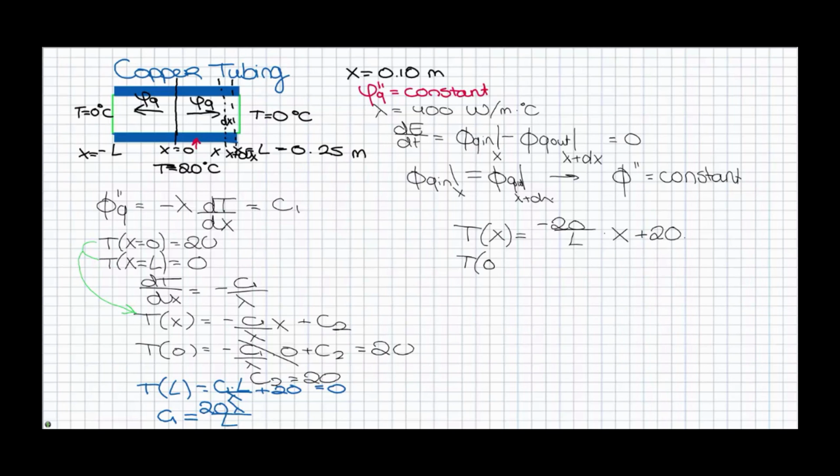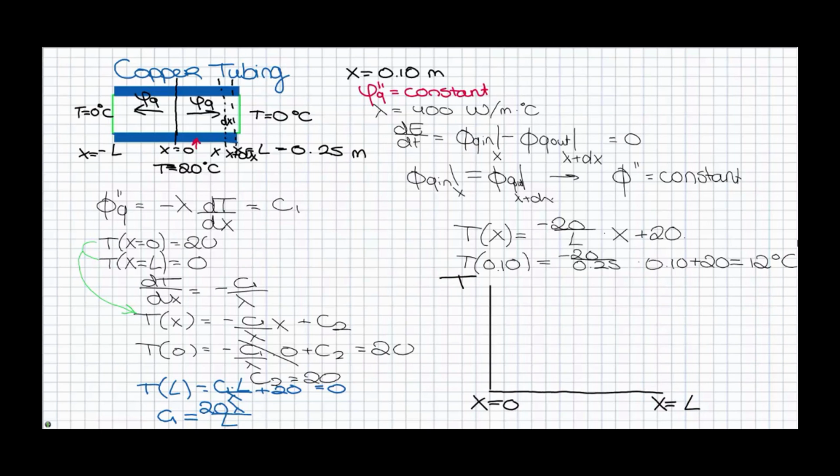And if you now fill in the equation at the point x is 0.10, which was the question, then you will find an answer of 12 degrees Celsius.